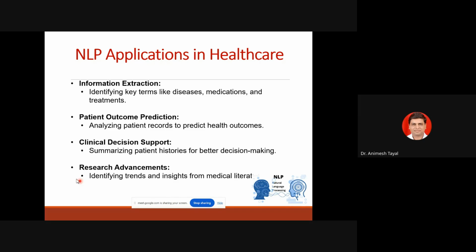NLP applications in healthcare. The most important are, as I say, information extraction and patient outcome predictions. Information extraction means disease, medications, and treatments. Everything is available in a single paragraph, sometimes when the doctor's reports or pathology reports are available. In between, there are a number of verbs, nouns, adjectives, stop words, and different types of words and tags. So we need to clean our data, and we need to differentiate what is the disease, what are the medications, and what are the suggested treatments.